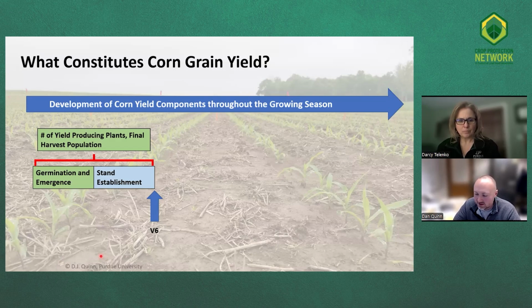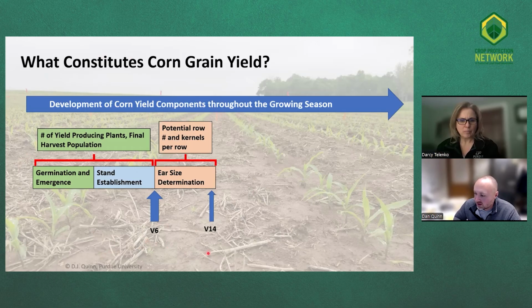Also understanding that a lot of these components are developed throughout the entire season. I think this leads into where we're going with some of this information, and gives a perspective of where we wanted to look, not only at grain yield as a whole with disease control, but at what specific components are impacted when we control disease in corn. So, the first thing is that corn yield components are really developed throughout the entire season. One of the first main components is the number of yield producing plants, so your final harvest population, up until about the V6 growth stage, 18 to 20 inch tall corn.